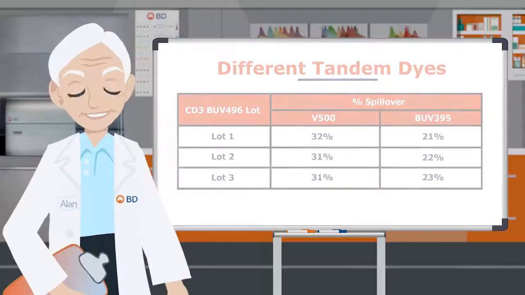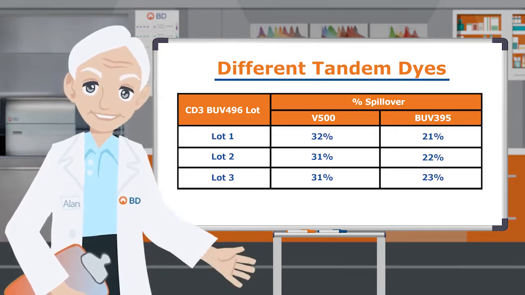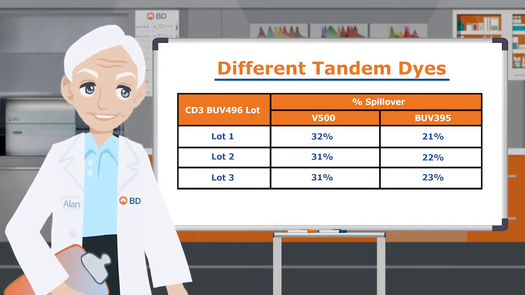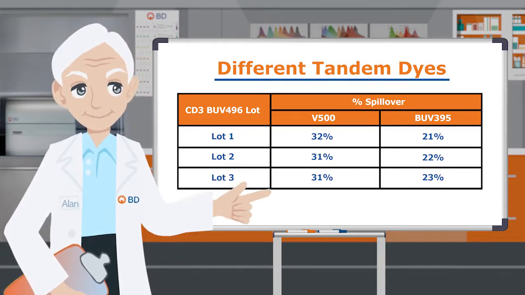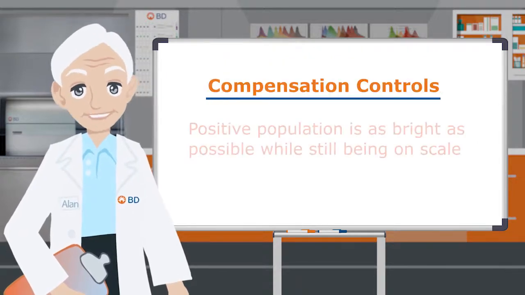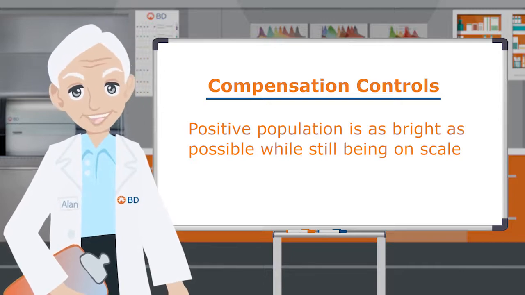Similarly, when different lots of the tandem dye are conjugated to the same marker, you can also have different spillover values. In these cases, lot-specific controls should be used to accurately calculate compensation. The last principle requires that the positive population is as bright as possible while being still on scale.